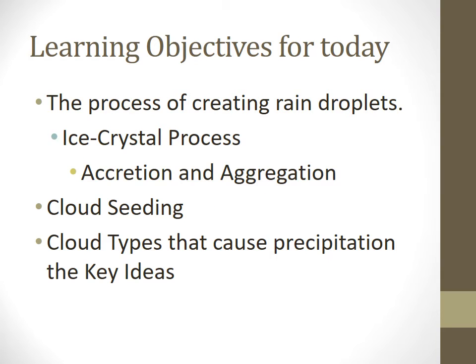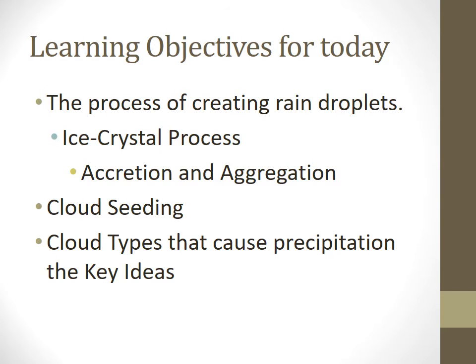So the learning objectives for this online lecture are to understand the process of creating rain droplets using the ice crystal process, which includes accretion and aggregation ideas, the idea behind cloud seeding, and the cloud types that cause precipitation, what I call the key ideas behind that.